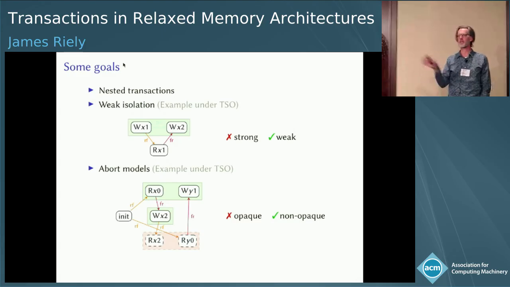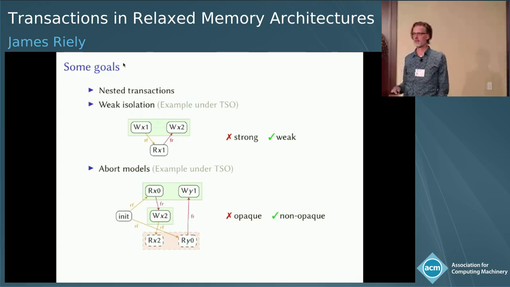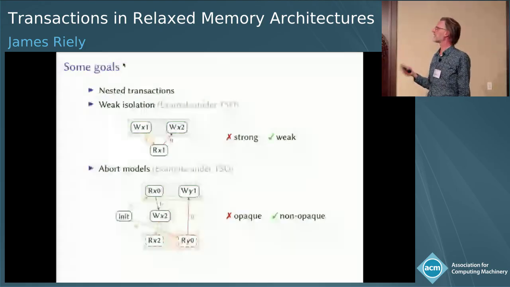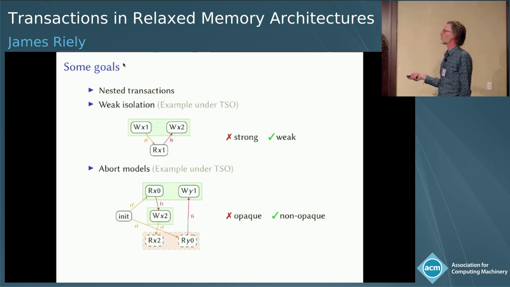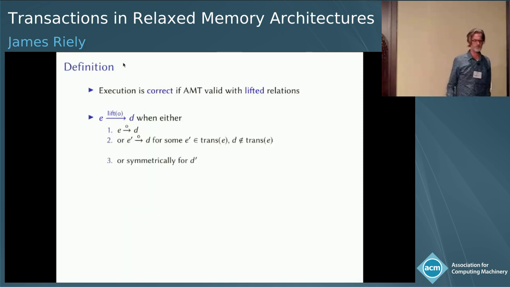And I could more or less stop the talk now, and you could all figure the rest out. But let me just go ahead and tell you what we did. So some things we want to deal with here are nested transactions. We also want to deal with weak isolation. So here's an example that distinguishes this, where the read is seeing an intermediate state of the transaction, which is not allowed under strong isolation. And we also want to talk about various abort models. This is a little bit more complicated, so I'll come back to this example.